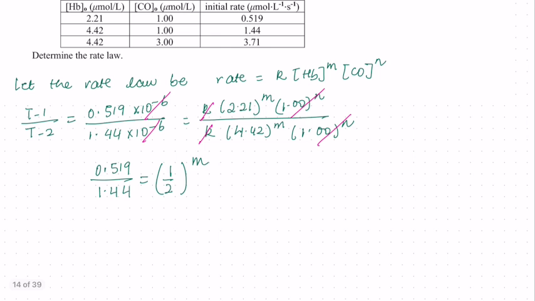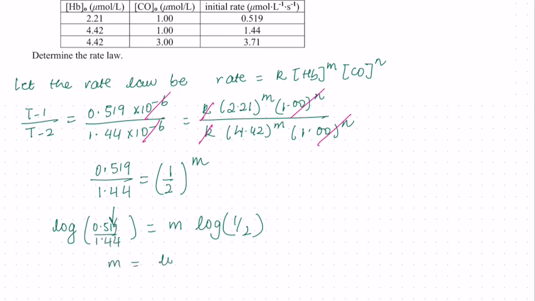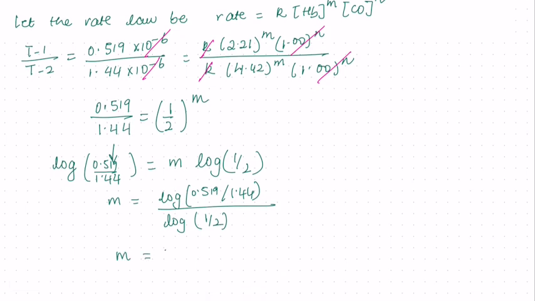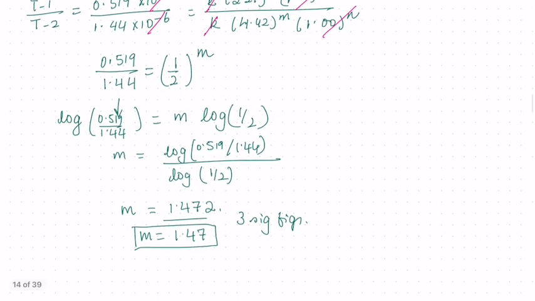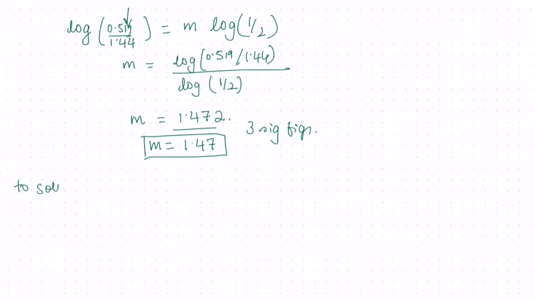In order to solve something like this, we need to take log of both sides. So I say log of this whole fraction in here, and then using the rules of log, I can write m times log 1 half. So to solve for m, let me isolate m, move everything else onto the other side. And I need a calculator, so I get m as 1.472. And because I have 3 sig figs in the numbers that are given to me in the question, let me write the order in 3 sig figs. So I get the order as m equals 1.47.